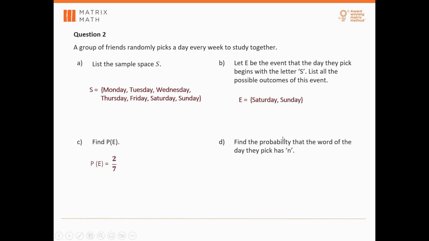Then find the probability that the word of the day they pick has the letter N in it. So how many days have the letter N? We have Monday, Wednesday, and Sunday. So that's 3 out of 7 days. So the probability that the day has the letter N will be 3 out of 7.